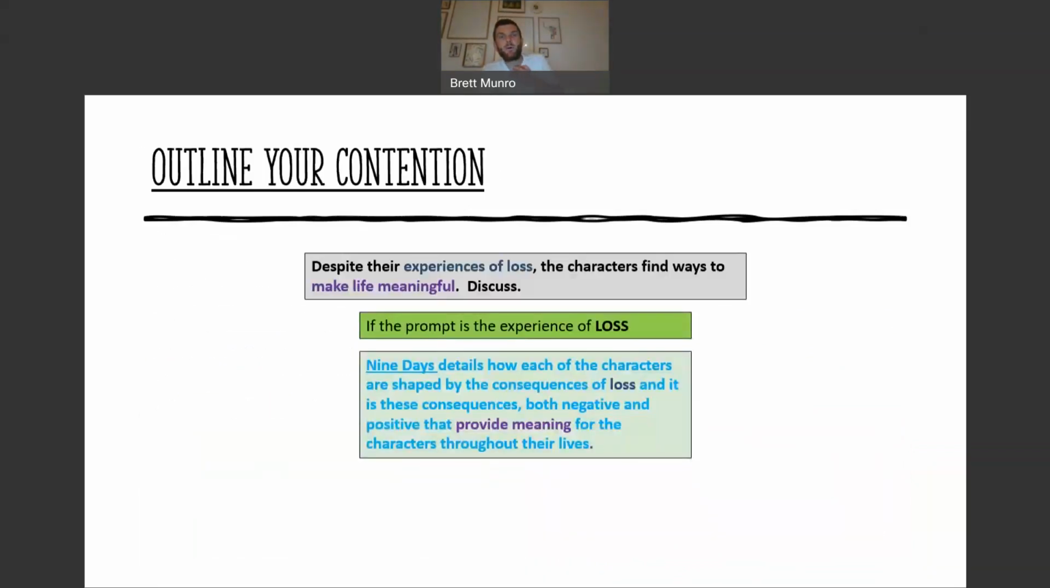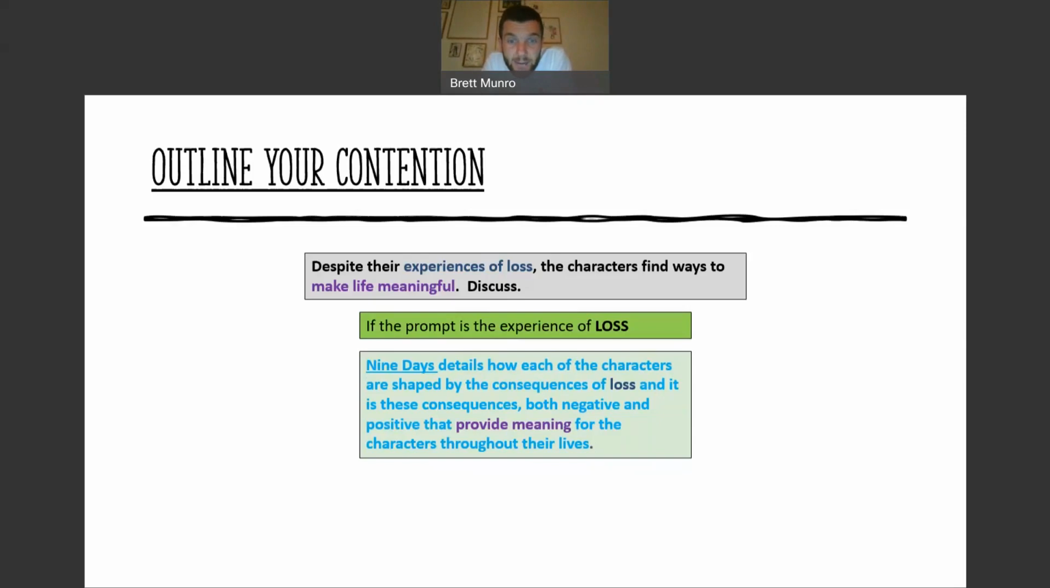We'd want to make sure that we are identifying or mentioning loss and also what the meaning does for them, how they're able to connect loss, and despite the fact that it leads to grief, tragedy, trauma and heartbreak, they're still able to come out the other side and make life meaningful. Something like this could be something that you could launch from.